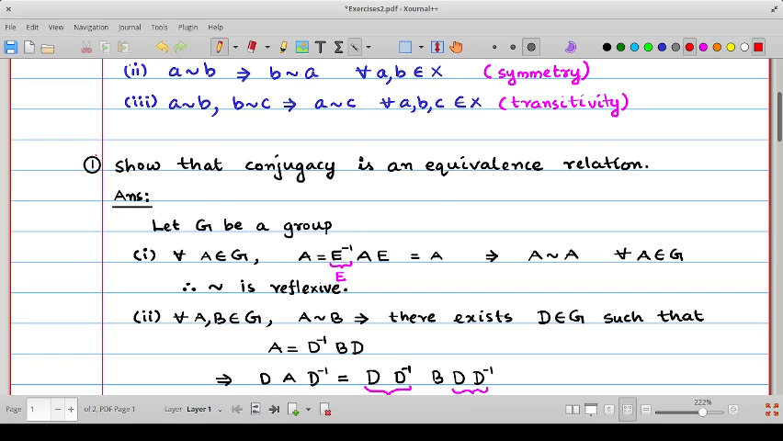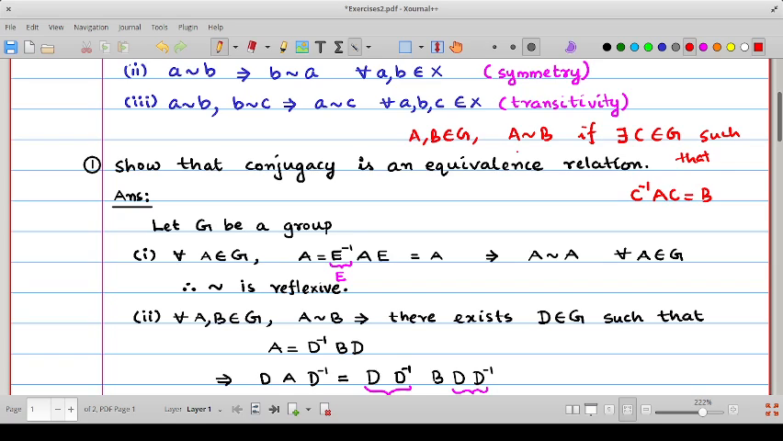And the first question in the set of exercises is to show that conjugacy is an equivalence relation. So we remember that if we have a group G, then two elements, for example A and B in the group G, are said to be conjugate, which we denote by A conjugate to B, if there exists an element C of the group G such that C inverse A C is equal to B.